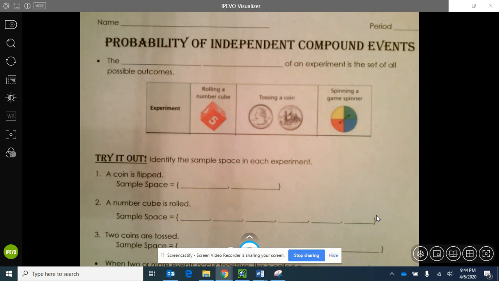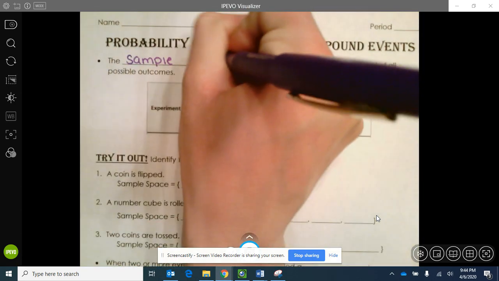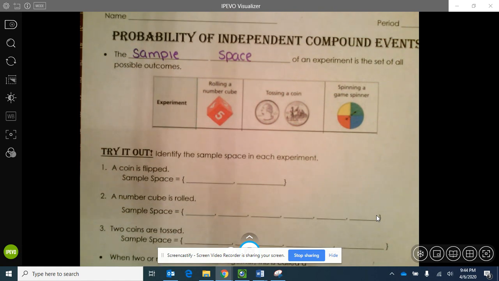So, to start off, the sample space of an experiment is a set of all possible outcomes. So remember, it's really important before you calculate any probability to make sure that you know all the possible outcomes, because that gives you the total number of outcomes, which becomes the denominator of your probability fraction.